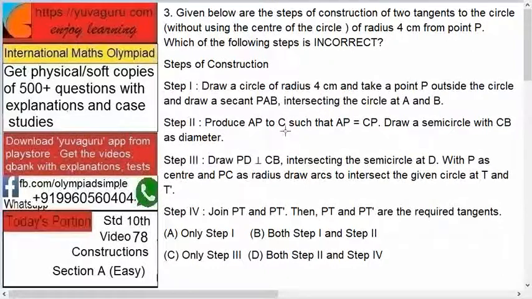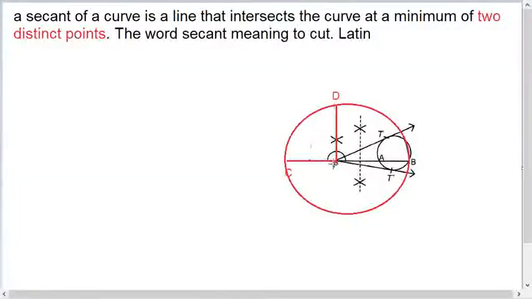Produce AP to C such that AP equals CP. Draw a semicircle with CB as a diameter. See this PAB will produce it on the other side such that PC equals PA. This length is equal. Okay.